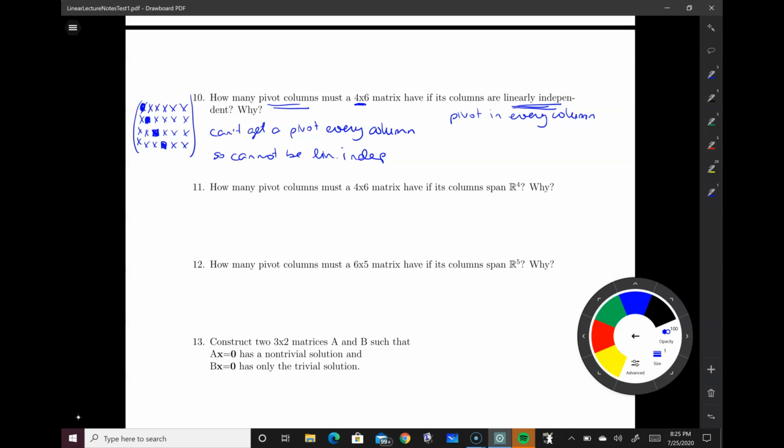All right, so how many pivot columns must a 4 by 6 matrix, this size right here, have in order for its columns to span R4? If you look at these vectors, they are elements of R4. So in order to span R4, I need to have a pivot in every row. What I've drawn right here is a pivot in every row. So I must have 4 pivot columns.